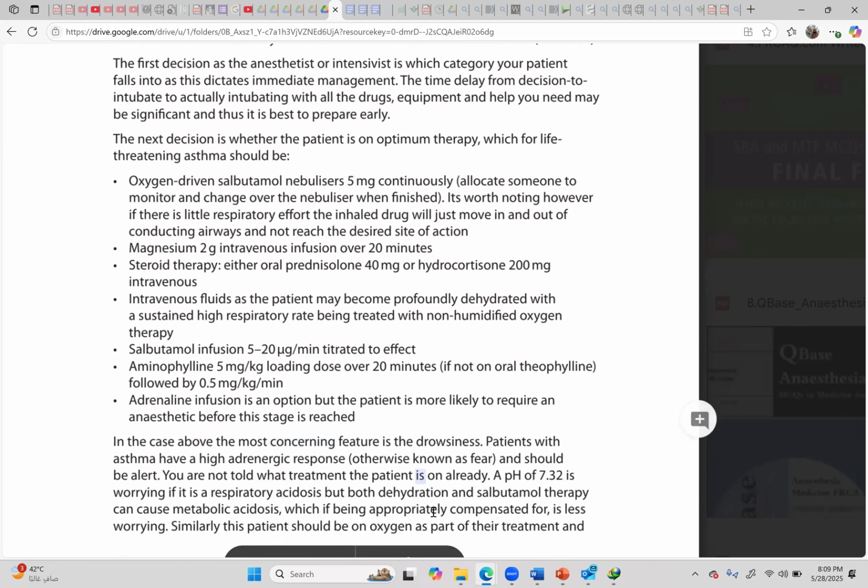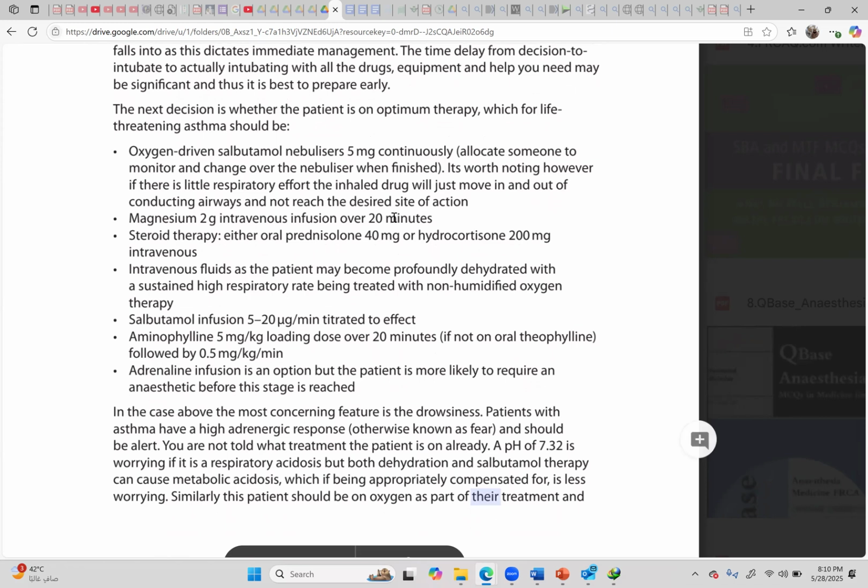In the case above, the most concerning feature is drowsiness. The patient with asthma has a high adrenergic response, otherwise known as fear, and should be alert. You are not told what treatment the patient is already taking, so in this scenario we do not know about any treatment. A pH of 7.32 is worrying if it is a respiratory acidosis, but both dehydration and salbutamol therapy can cause metabolic acidosis, which, if appropriately compensated for, is less worrying.